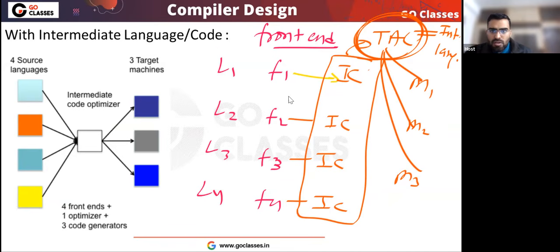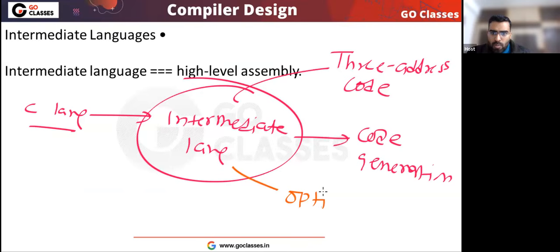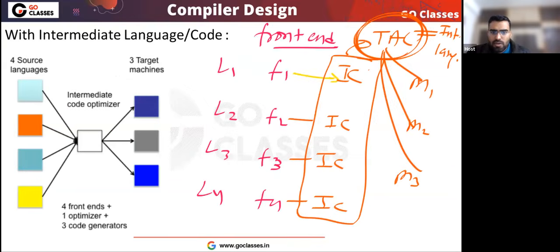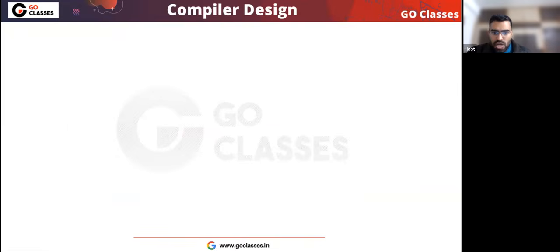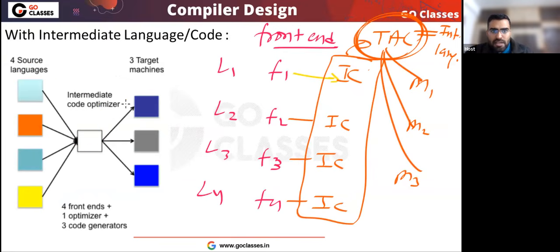If we are doing optimization on this intermediate code, then we only need one optimizer. So this is the benefit of intermediate code: it improves the portability of the front end. Now you can apply this front end on this machine, on this machine, on this machine. You don't have to write different front ends.